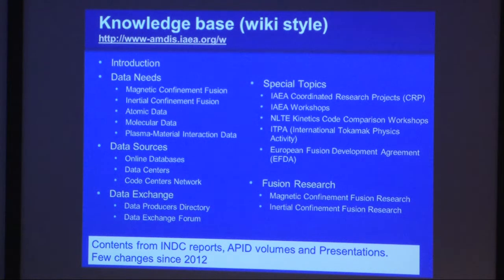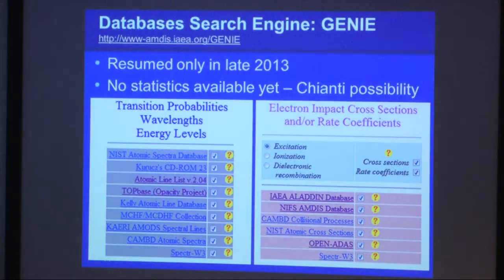So there we aim to give information about what kind of data is needed for different types of plasma applications, and where you can find data: data sources, online databases, data centers. There are national data centers around the world. They maintain their databases. And also there are code centers, people who make codes. That kind of information was supposed to be in these wiki pages.